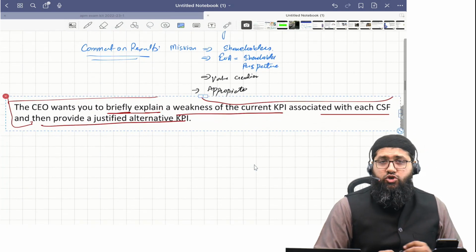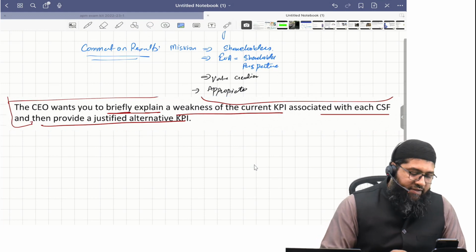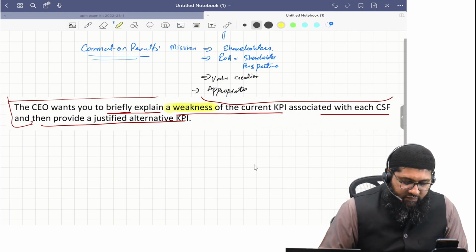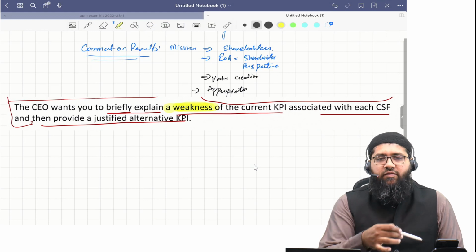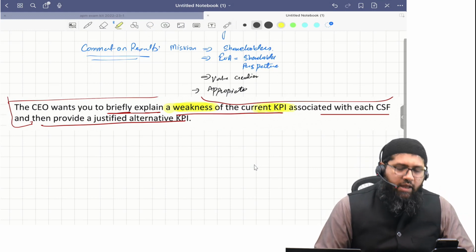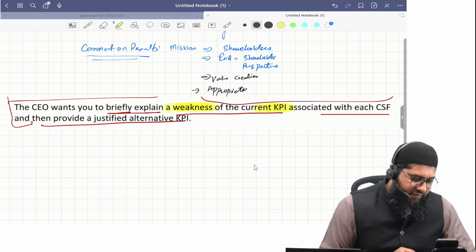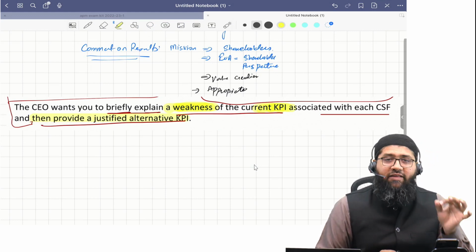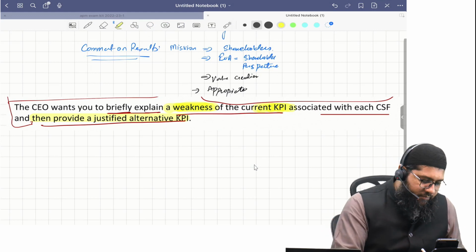The CEO wants you to briefly explain our weakness. It does not say weaknesses, it says our weakness, a single weakness in the current KPI associated with each CSF, and then provide a justified, alternative KPI.